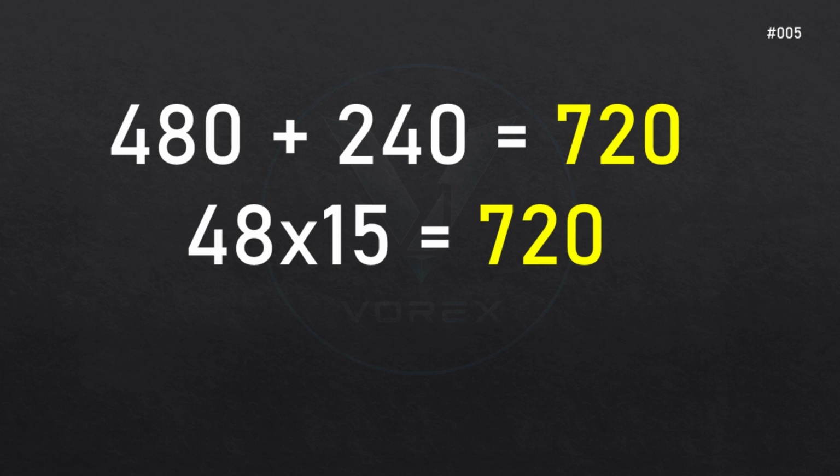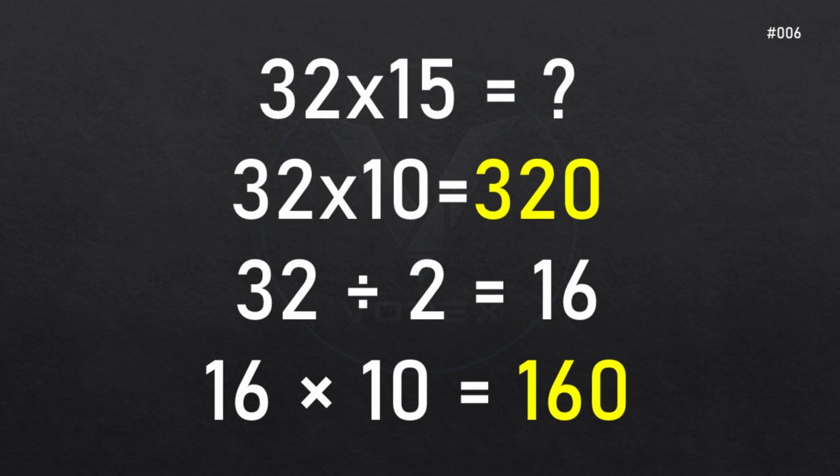Now let's add the two results together. 480 plus 240 equals 720. So, 48 times 15 equals 720. Let's try one more example.